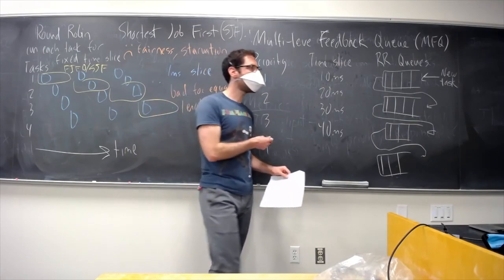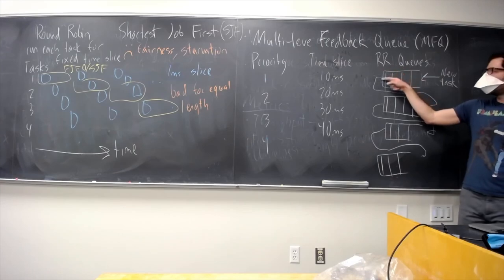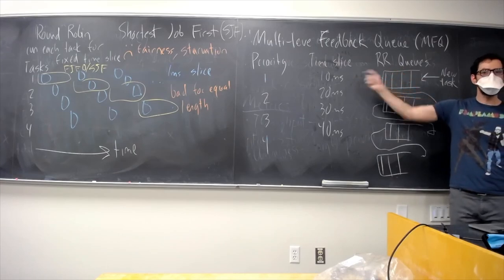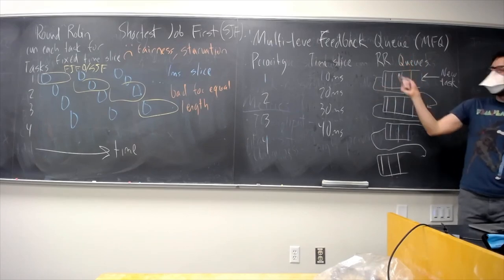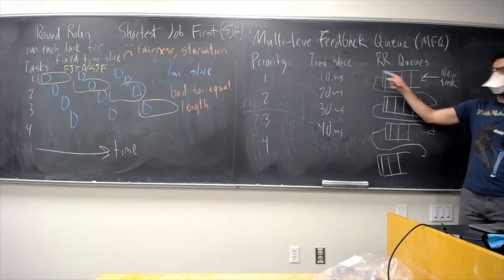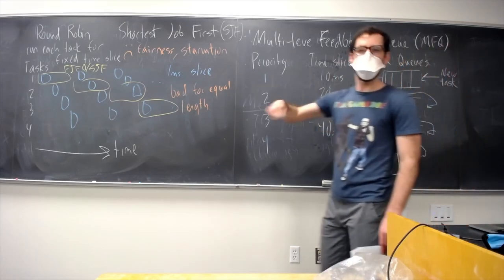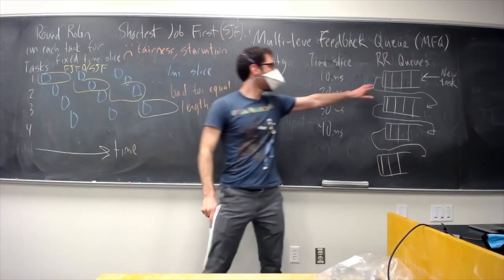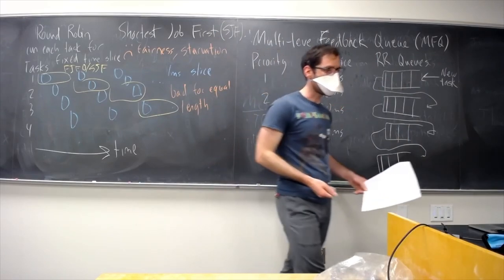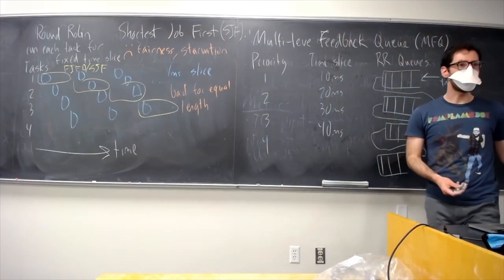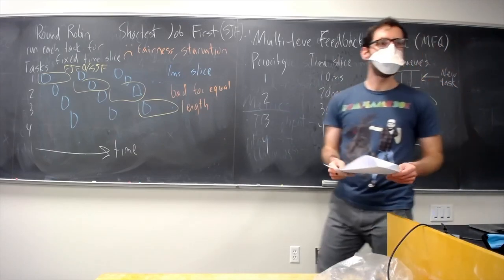One other detail here is that if a process uses the CPU for less than 10 milliseconds, say it starts a disk I/O and yields the processor, then if it yields before it runs out of its time slice, it gets put back in the same queue. So if you have a process that's doing a lot of I/O and not using much CPU, it will have high priority for its CPU parts. And so this also has nice performance for I/O bound processes. Other questions on our MFQ?